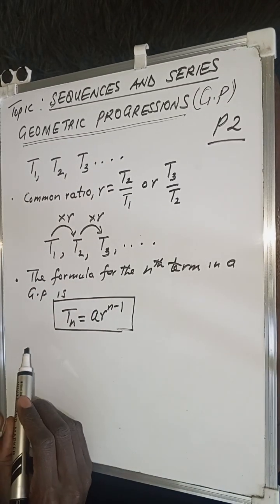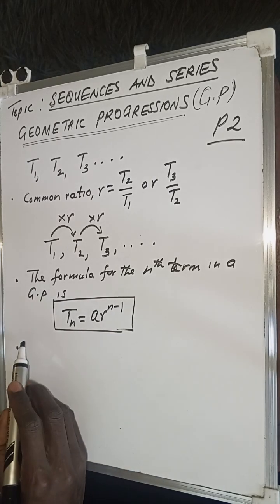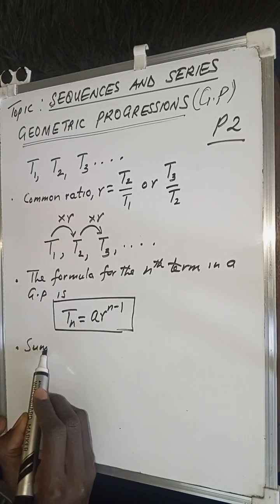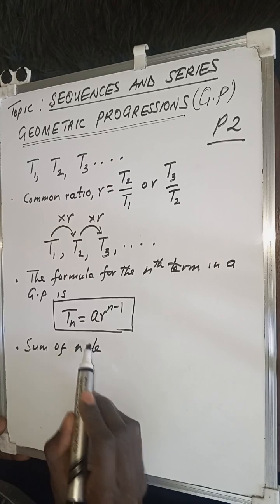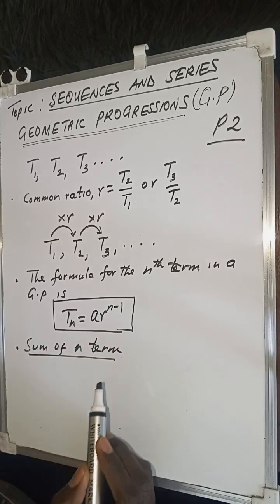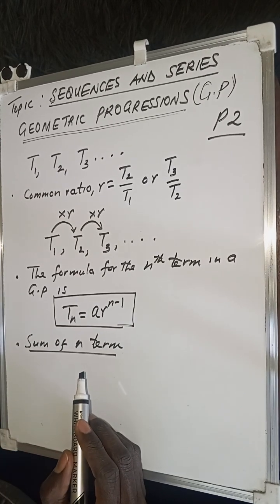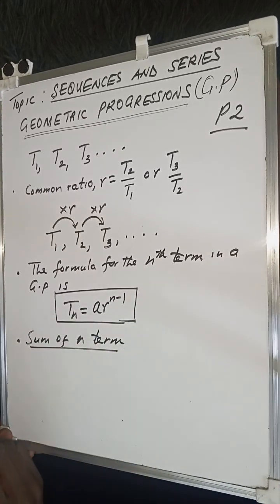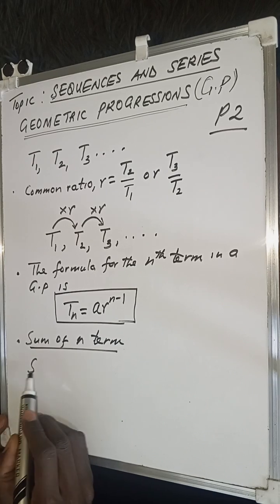Another concept that I want to bring to your attention is that they are also going to tell you to find the sum of n terms. So what do you need to do when you are told to find the sum of n terms? Well, it is not as complicated as you may think. There are two things that I want you to always remember in a geometric progression. If you want to find the sum, there are two formulas that we can apply.